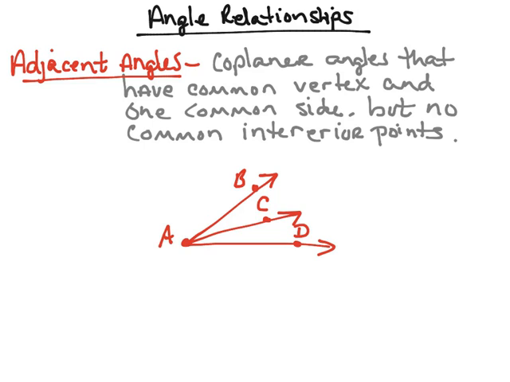So you'll notice here I've got an example down at the bottom. What we're looking for are adjacent angles. Now, by definition, the angles have to have a common vertex and one common side. So, first angle I'm looking at is this angle right here. This is angle BAC. Now, adjacent to that angle is this angle right here. This is angle CAD.